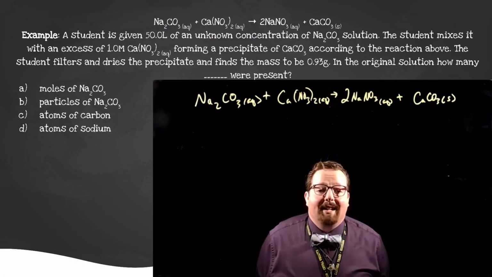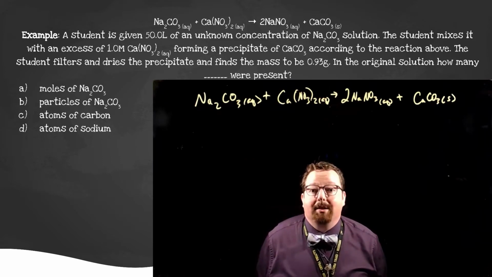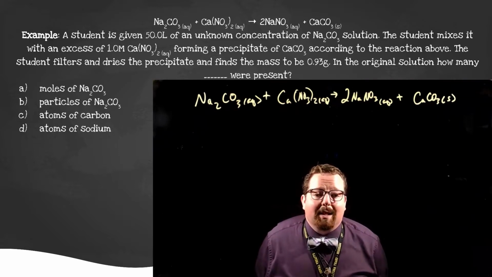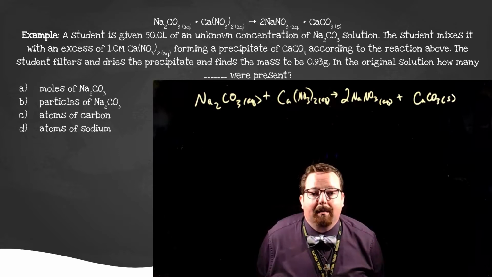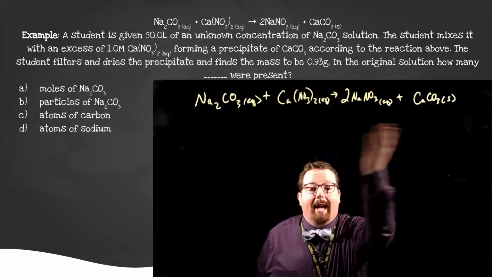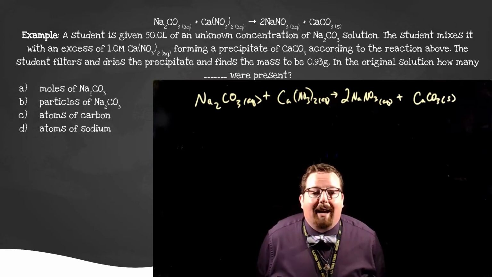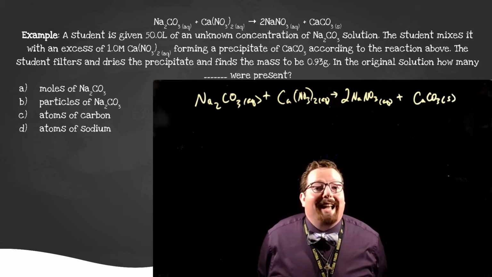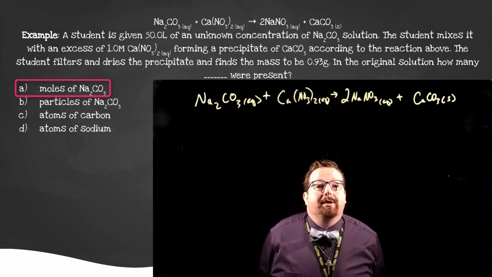So our example says that a student is given 50.0 liters of an unknown concentration of sodium carbonate solution. The student mixes it with an excess of 1 molar calcium nitrate solution, forming a precipitate of calcium carbonate according to this reaction. The student filters and dries the precipitate and finds the mass to be 0.93 grams. So for question A, it wants to know how many moles of sodium carbonate are present in the original solution.